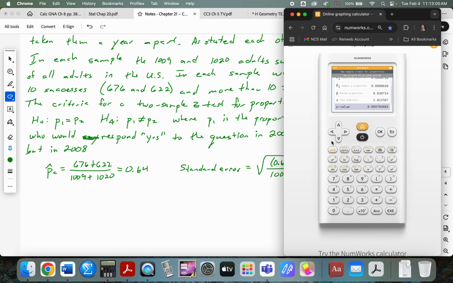By the way, if you did it in the other order, it would give you negative that. It would give you a negative instead of a positive. Negative p-value or negative z? Negative z. Your p-value can never be negative because it's a probability. You can't have negative probability. So this gives us a p-value of 0.005 approximately.